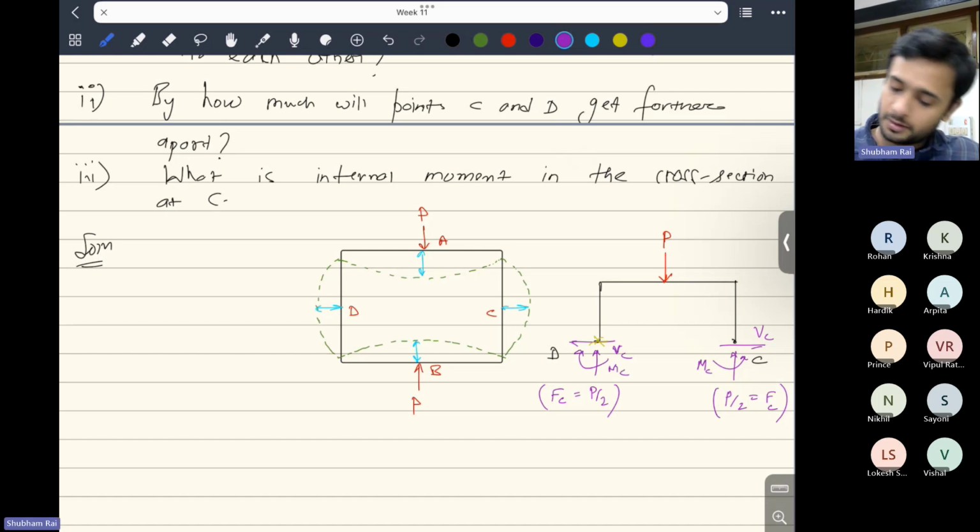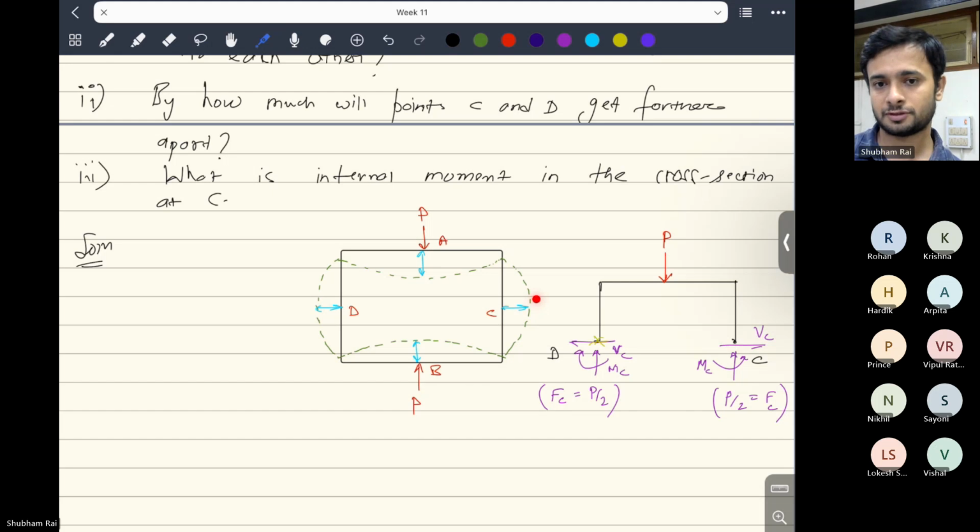Hope you have understood. So this is the scenario. Now you need to find VC and MC. So you are able to see that there is a bending of this beam here. Now we are at the central point. If you are able to imagine, the central element of this beam will not get sheared. So shear is change in angle between the sides of a small element.